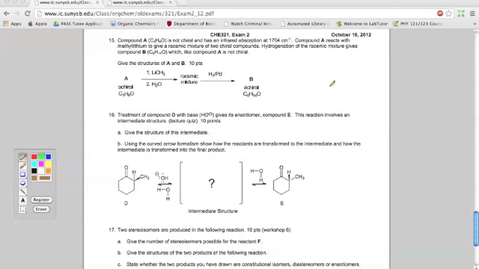Okay, so they're giving you a molecular formula. So let's do C5H8O, and let's put that into our IHD.